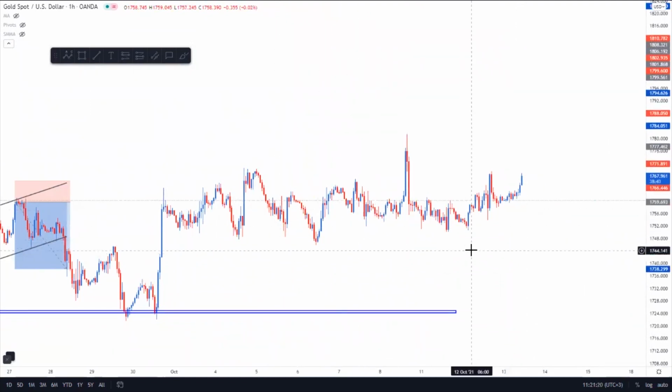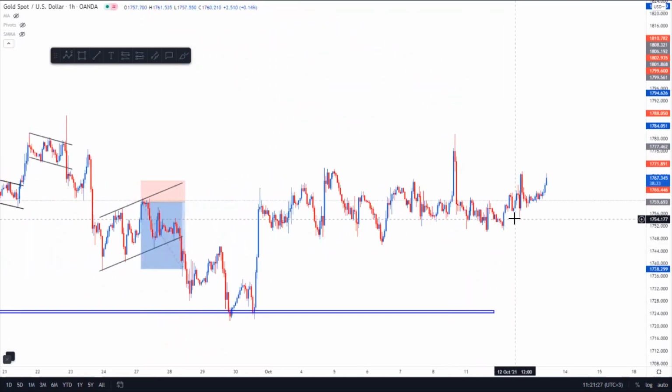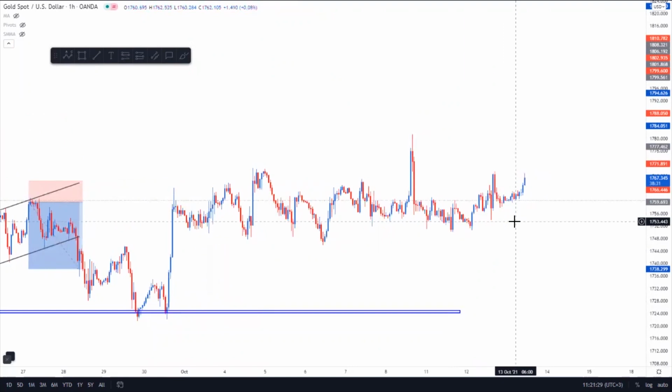I'm more patient these days. I just wait for a significant pattern to form in line with the patterns that I normally trade. So look at that. I don't want to be in such a market. This market is not even on my radar.